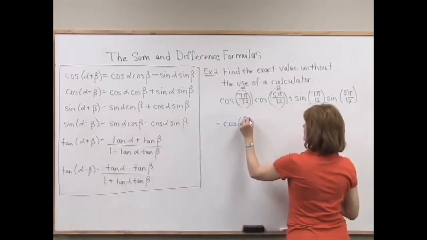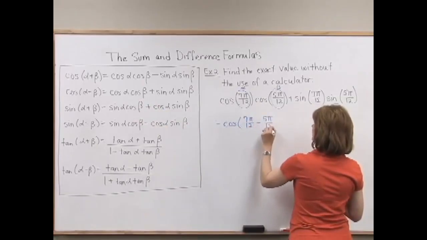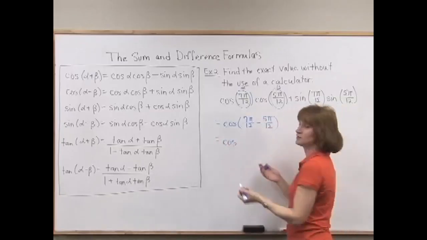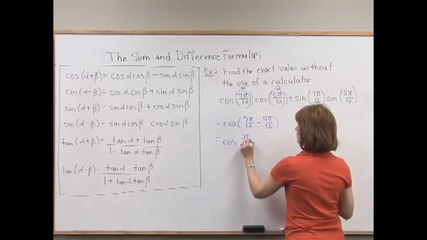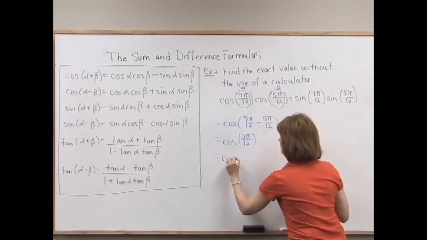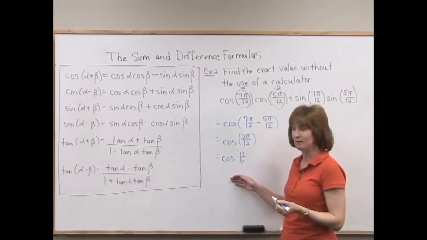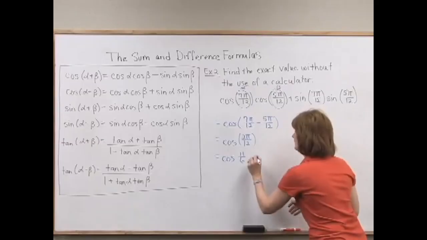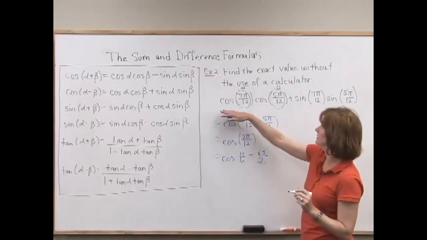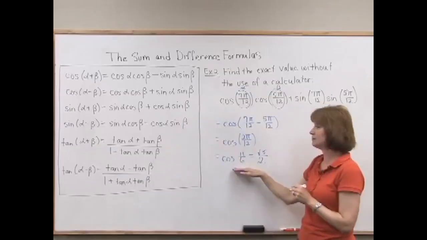So we're going to have 7 pi over 12 minus 5 pi over 12. Well, that's the same thing as the cosine, of course, of 2 pi over 12, which reduces to the cosine of pi over 6. And of course, that's much easier to find. Remember, the cosine of pi over 6 is simply the square root of 3 over 2. So I've taken this complicated expression, recognized it as one of these identities, and rewritten it.